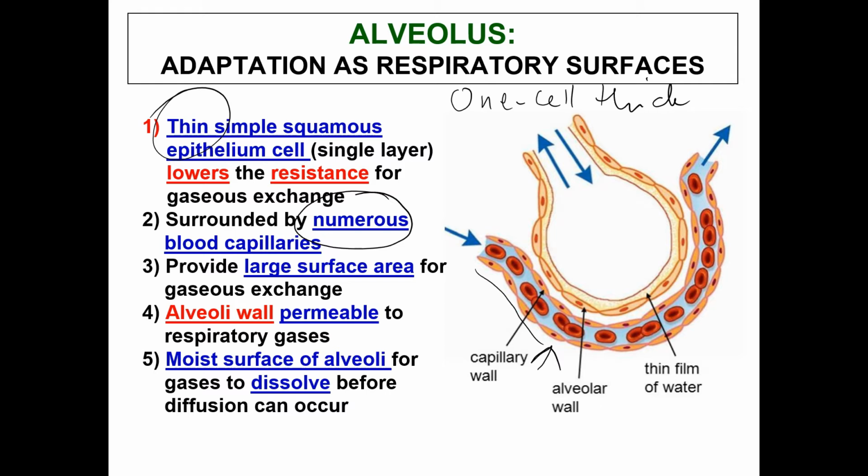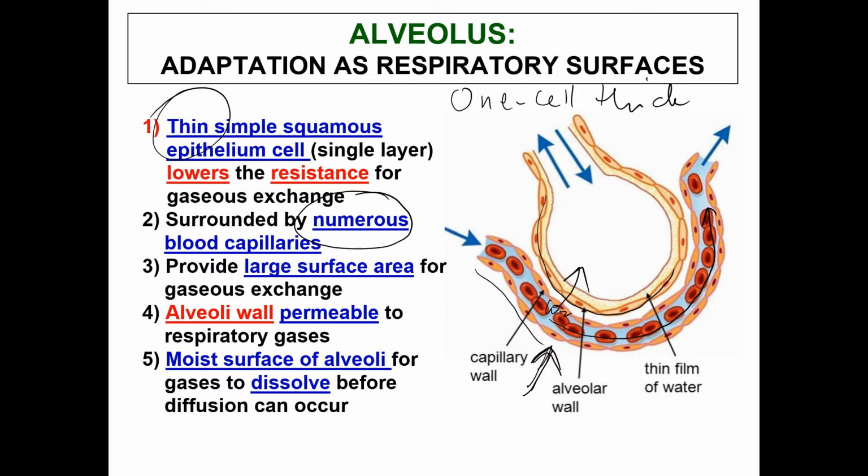Look, this one is the blood vessel, or blood capillary. And then this is the one cell thick wall of the alveoli. Very thin. So the blood passes through the blood capillary, and at the same time the carbon dioxide will diffuse from a higher concentration to a lower concentration.